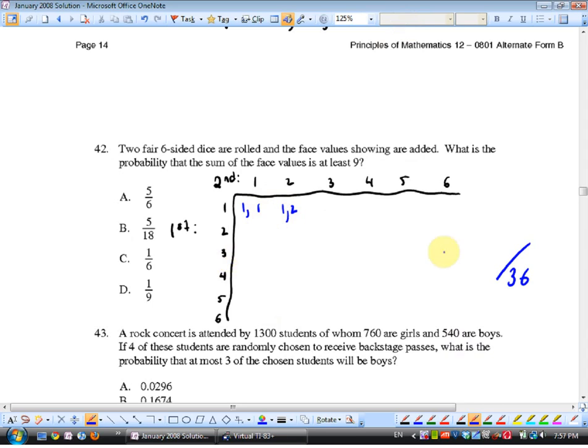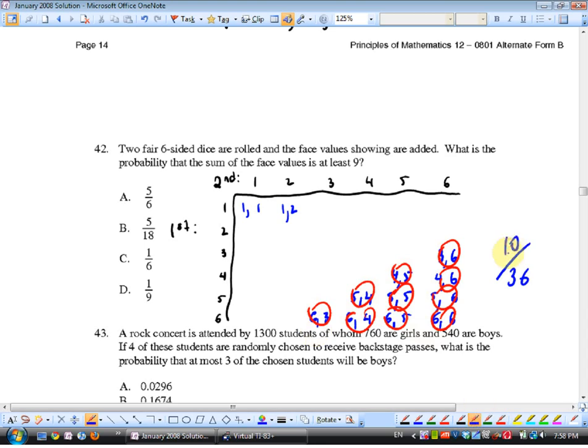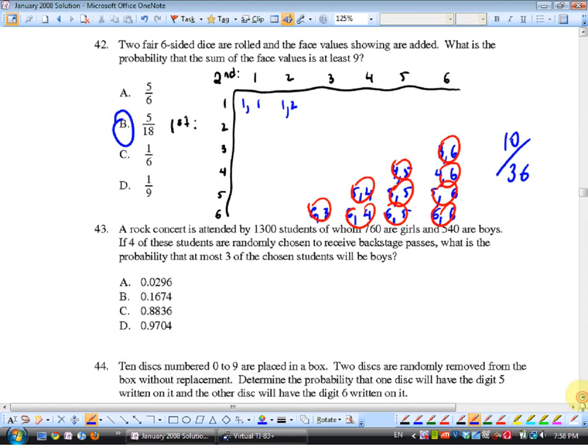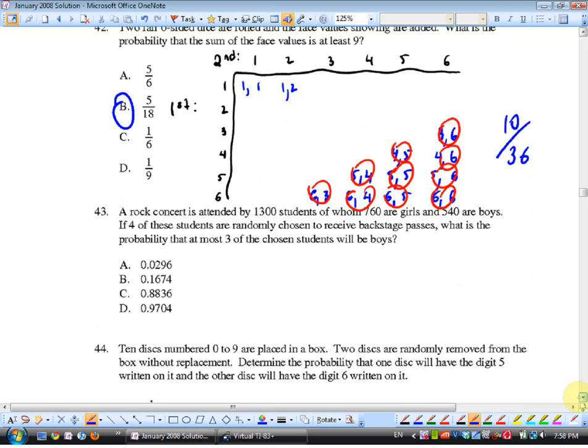I think that's going to happen right here, right here, right here, right here, and right here. 6, 3. 6, 4, 6, 5, and 6, 6. I'm pretty sure there's going to be 1, 2, 3, 4, 5, 6, 7, 8, 9, 10. 10 out of 36, which I'm pretty sure is 5 out of 18. So you can take shortcuts like that, as long as you're really confident.